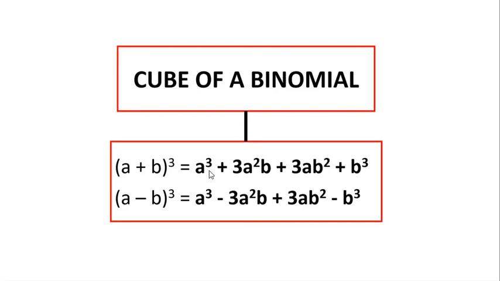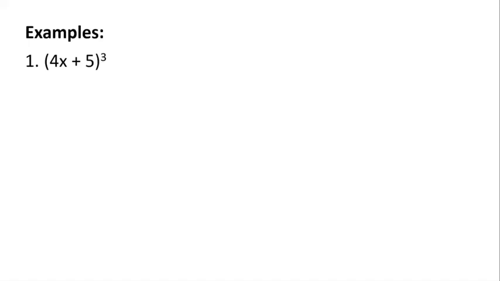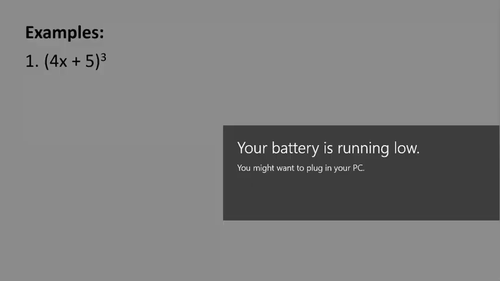Now, if ever naman na subtraction yung operation ng dalawang term, we have here the second pattern. A minus b cubed is equal to a cubed minus 3a squared b plus 3ab squared minus b cubed. So, dalawa lang yan yung gagamitin if we are finding the cube of a binomial. Now, let us have an example. We have here, example number 1, 4x plus 5 cubed.